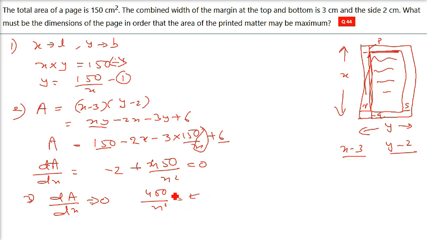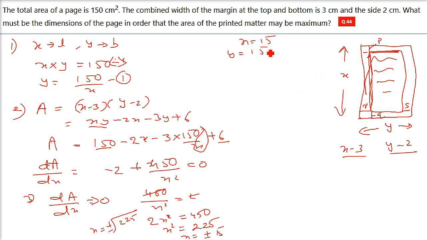X square is going to be equal to 450 by 2, that is 225. So 2x square is 450. And you know already the square root of 225 is 15. So x square is 225, so x will be equal to plus minus 15. Now tell me, are you going to take a negative value? No, we can't. The length cannot be negative. So we are definitely going to go with x equals 15. How about y?